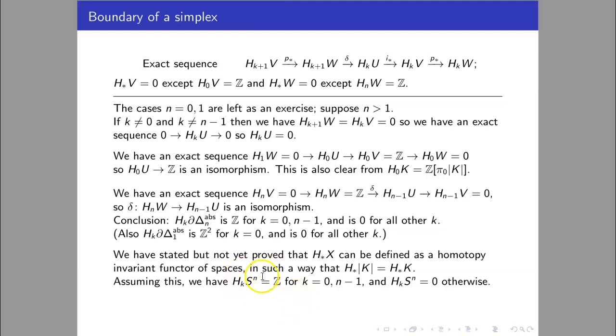So if we take our K to be the boundary of the n plus 1 simplex, then that's homeomorphic to the n-sphere, and so we get the homology of the n-sphere. You get a Z in degree 0 and n. It's a typo, it should be n instead of n minus 1. And then the homology of Sn in degrees k different from 0 and n is just 0.